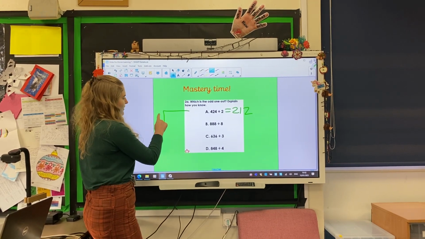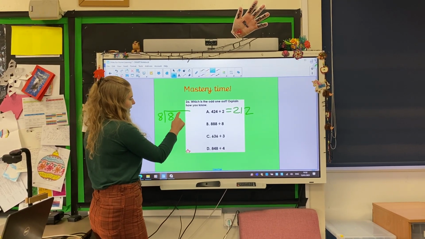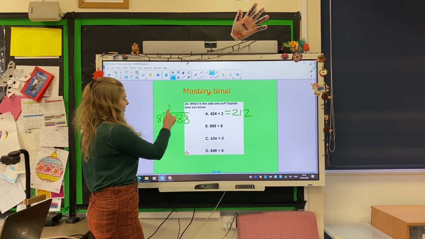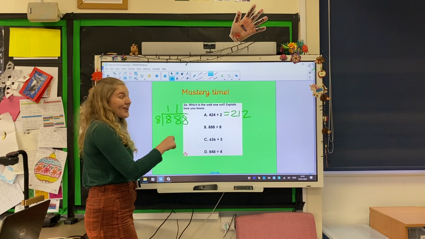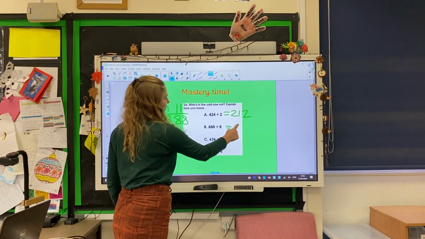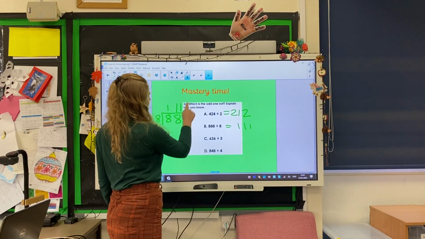Oh, this is a fun one. So how many times does 8 go into 8? 8, 8, 888. So 8 goes into 8 once, 8 goes into 8 once, and again once. So that one equals 111.